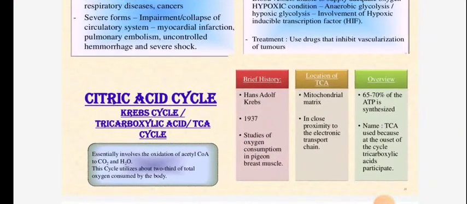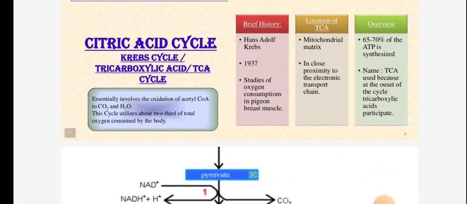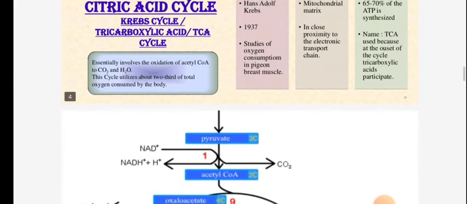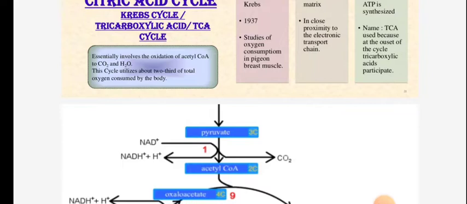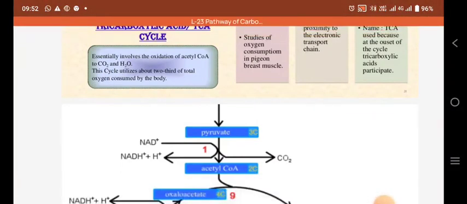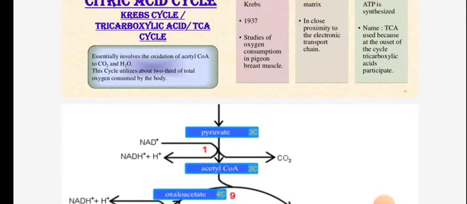Then, second, the citric acid cycle, also called the Krebs cycle. In the Krebs cycle, as we know, the main part is there. Here we are going to consider that it essentially involves the oxidation of acetyl CoA into carbon dioxide and water. Secondly, the cycle utilizes about 2/3 of the total oxygen consumed by the body.